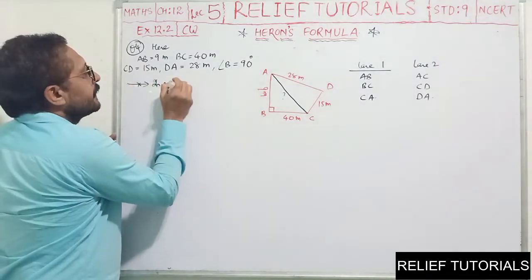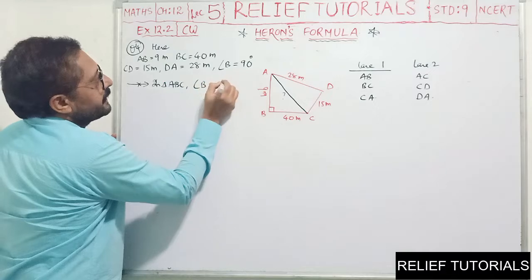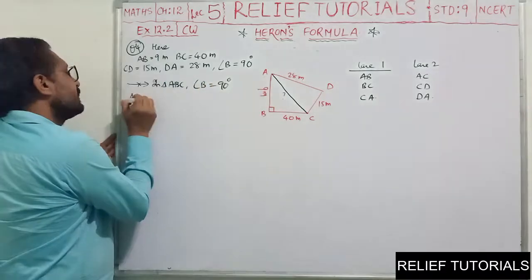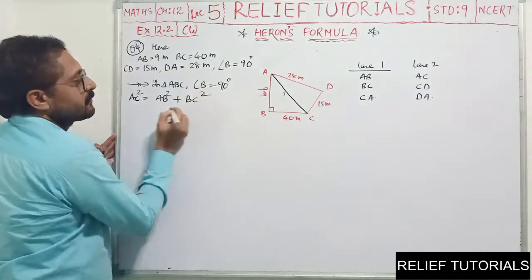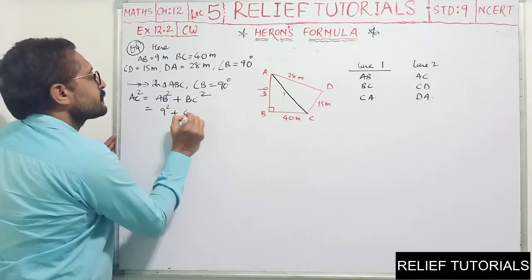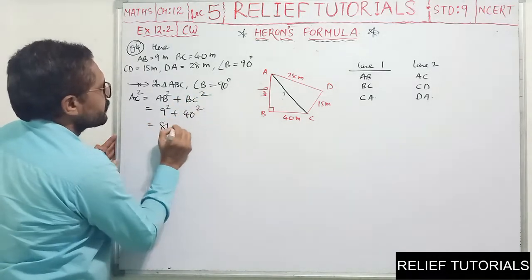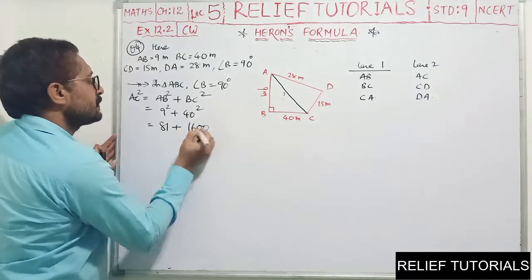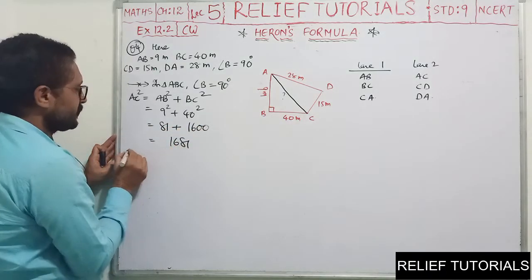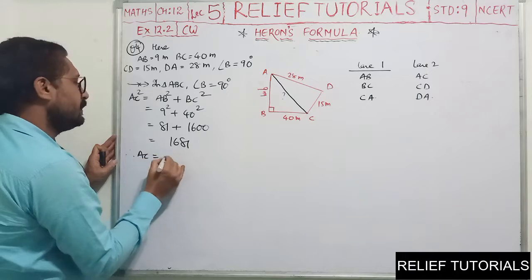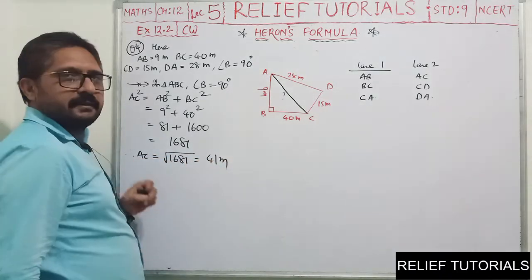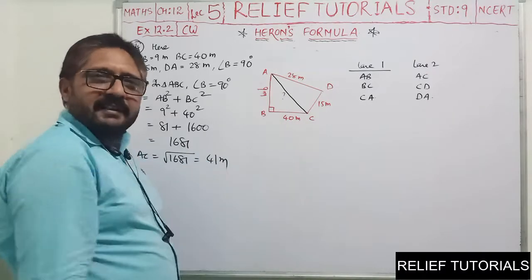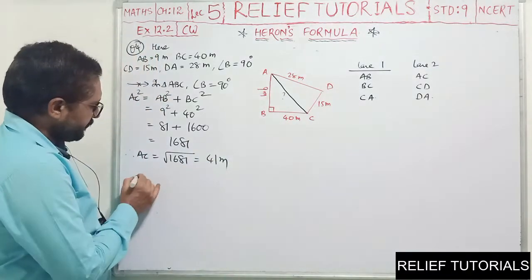First, in triangle ABC, angle B is 90 degrees. I will find AC first. So AC square is equal to AB square plus BC square, 9 square plus 40 square. Already we have done this in the first problem. 1600, so it is 1681. Therefore AC, root 1681, is equal to 41 meter. So we got AC.